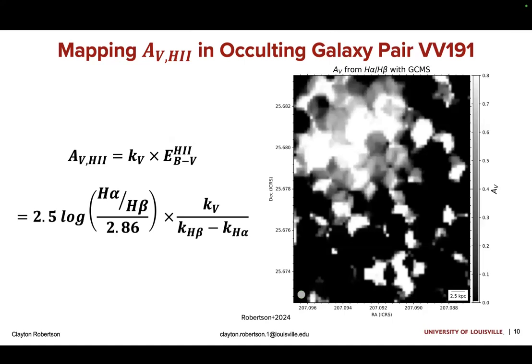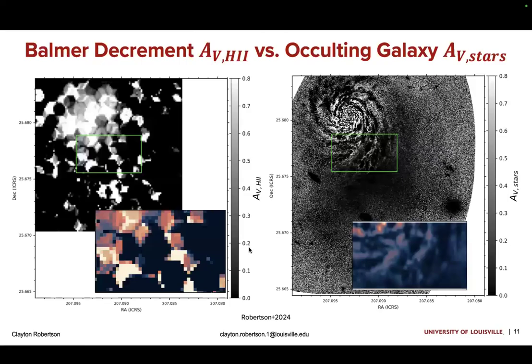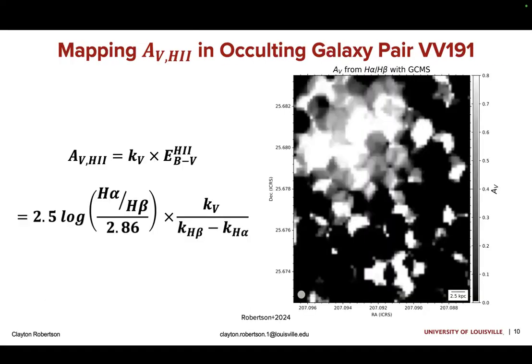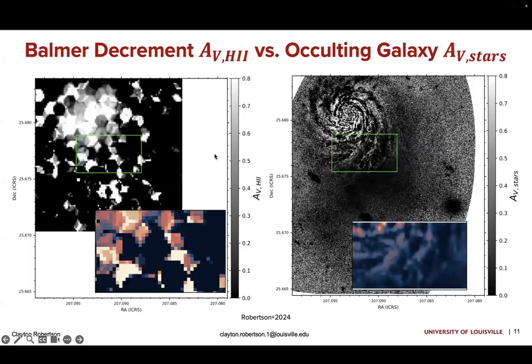And so whenever I do take that into account, you get attenuation mapping like this, where you have to assume values for the K values. So KV, KHA, sorry to go back one more second, but assuming the values here, which are based on the Calzetti 2000 law, you get these attenuation maps. These are the attenuation maps of AVH2. And for the occulting galaxy one, we call it AV stars, and the reason we call it AV stars is because it's based on a stellar continuum. This is the spiral arms.